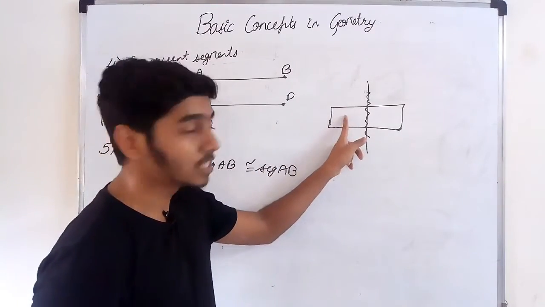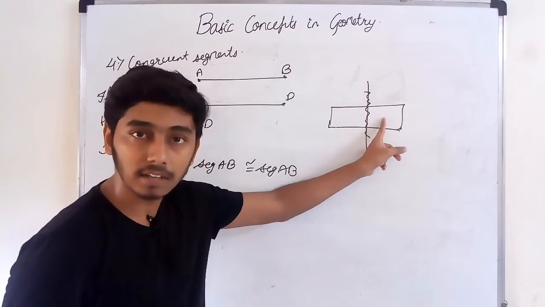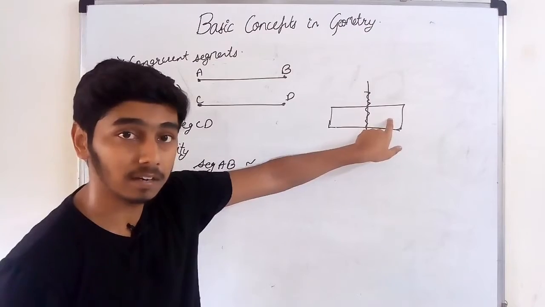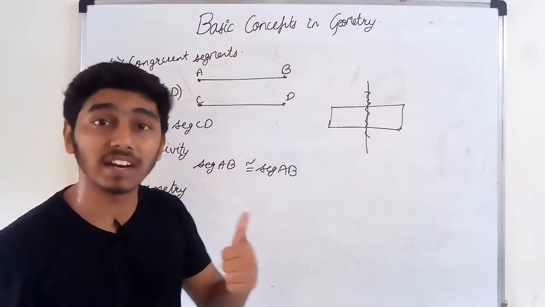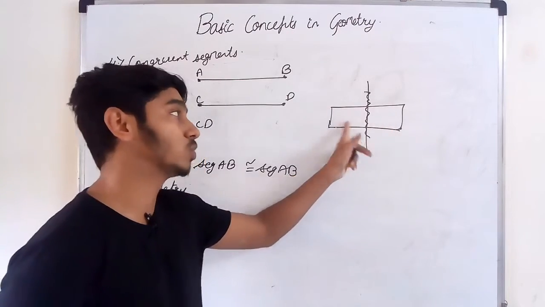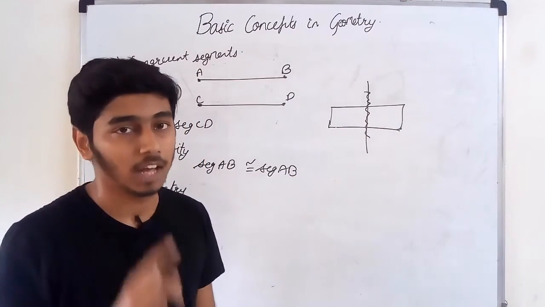If I say that this part is equal to this part, then we can also say that the second part is equal to the first part. So what did I say? If the first part is equal to the second part, then the second part is also equal to the first part. I hope you understood.